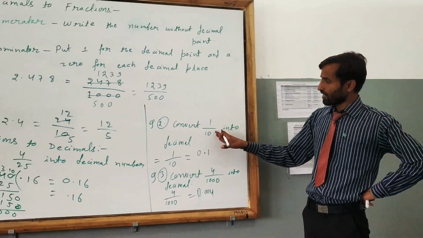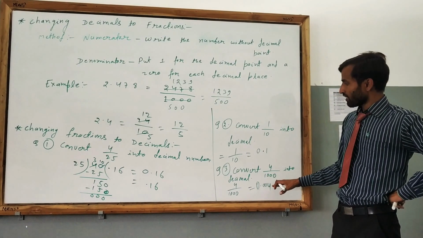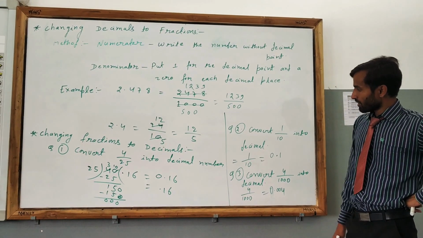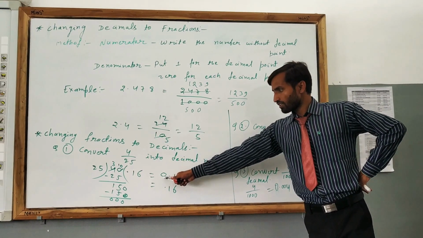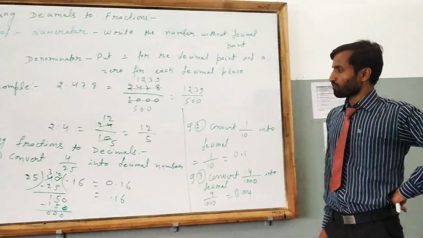If this type of number is given, you can convert into a decimal without division. If any other type of number is given, then you divide and find the answer.